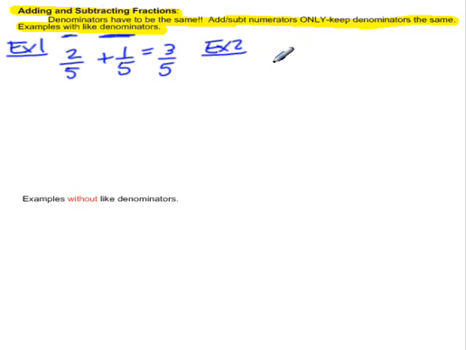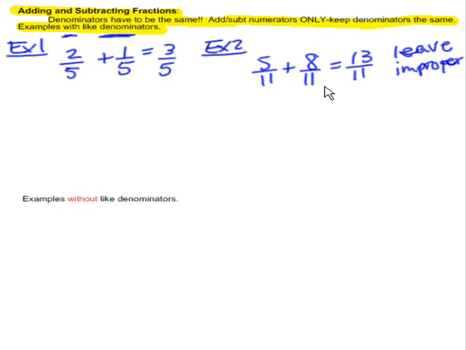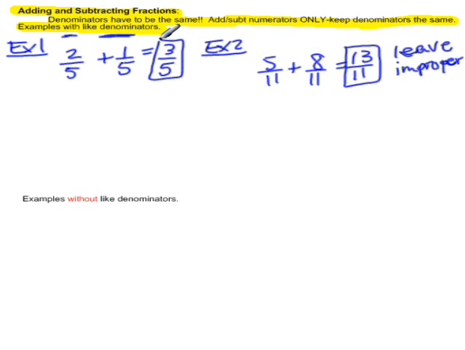All right, so let's look at another example. What if we had 5/11 plus 8/11? Okay, so pause for just a second and see if you can figure out what that is. Okay, so did you get 13/11? That's right. And don't change this to a mixed number. Leave this improper. In algebra, we always like for our fractions to be left in an improper form. This one wasn't improper, so it was okay.